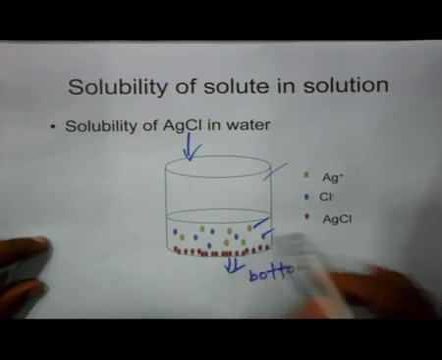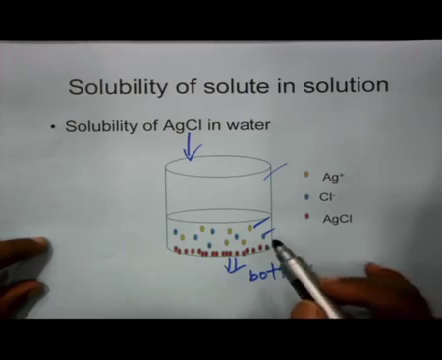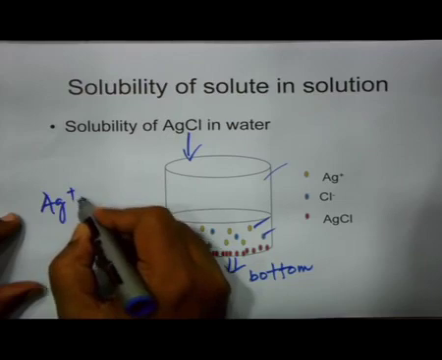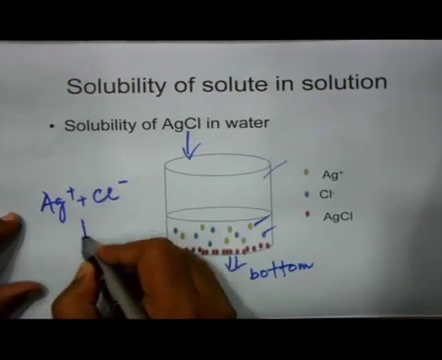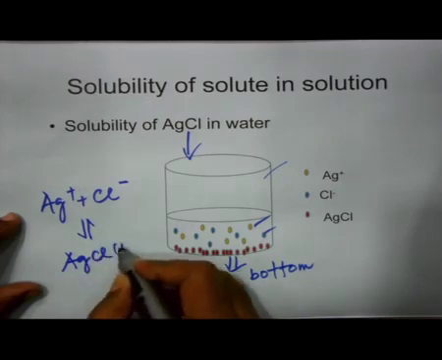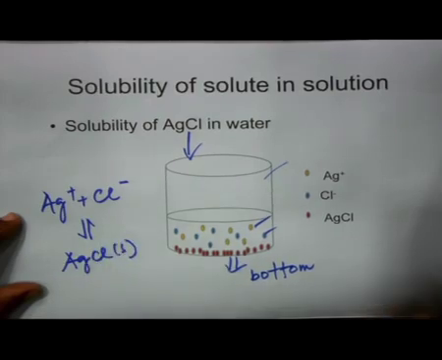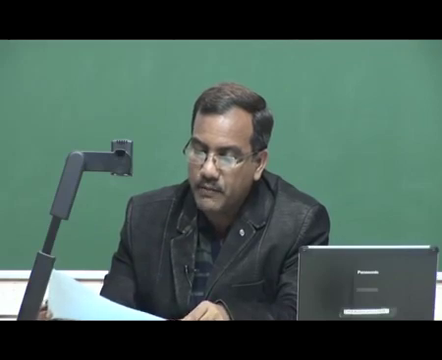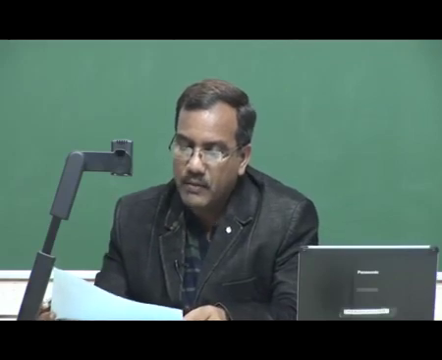It means this is a reversible reaction, and Ag+ and Cl- is in equilibrium with AgCl solid form. So this is a different kind of equilibria where we are looking at solubility of solute in solution.